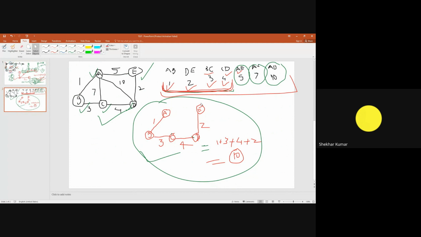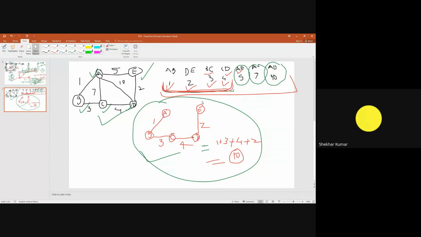Dijkstra's algorithm is also a graph algorithm that finds the shortest path from source to destination, from source to all other vertices. Okay, single source shortest path. But in Prim's and Kruskal, we are not talking about source to next destination. But in Dijkstra's, we are talking about the source vertex to all other vertices in the graph.